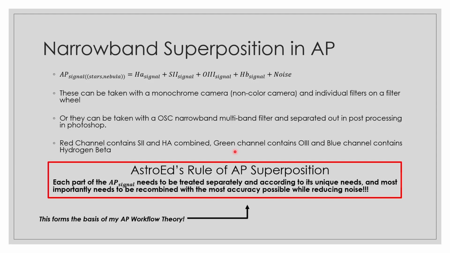And so, what this leads me to is the following. Each part of the AP signal needs to be treated separately and according to its unique needs. And most importantly, it needs to be recombined with the most accuracy possible while reducing noise. So this sentence right here forms the basis of my AP workflow theory. This idea is how I came up with my theory on how I process images. It's the basis, the ground, the foundation behind my workflow theory.